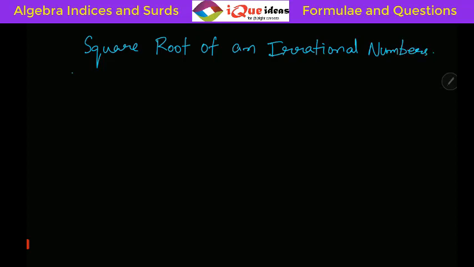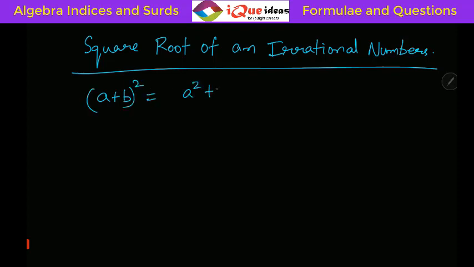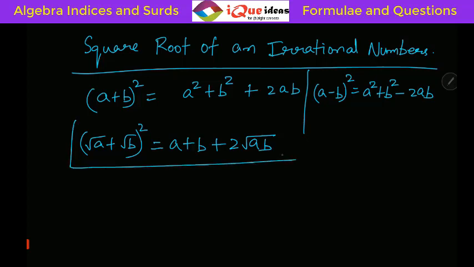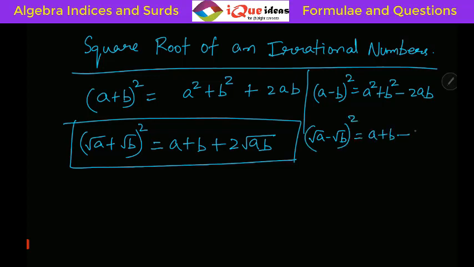Before that, I'll just recall the formula, that is a plus b whole square. We know it is a square plus b square plus 2ab. Similarly, a minus b whole square, we know it is equal to a square plus b square minus 2ab. Now, in place of a and b, if I take root a plus root b, what will happen? If you square it, you will get root a square is a, root b square is b, plus 2 root ab. Similarly, if I have root a minus root b whole square, what will happen? We will get a plus b minus 2 root ab.